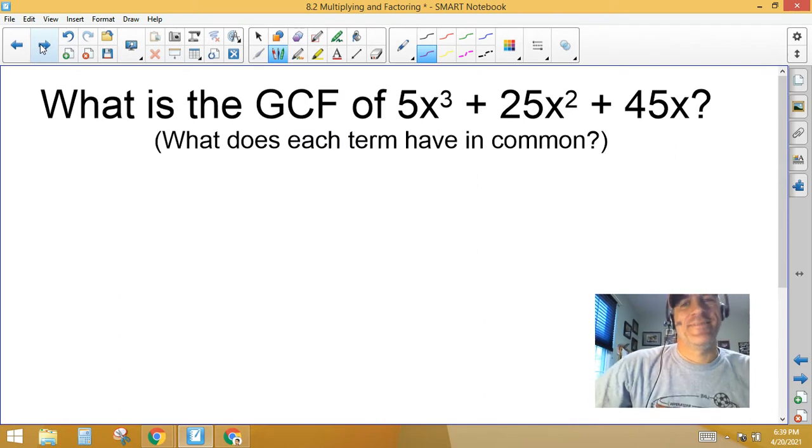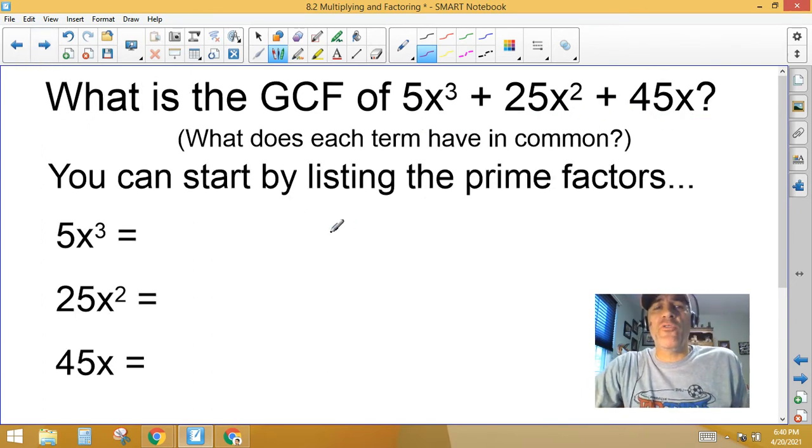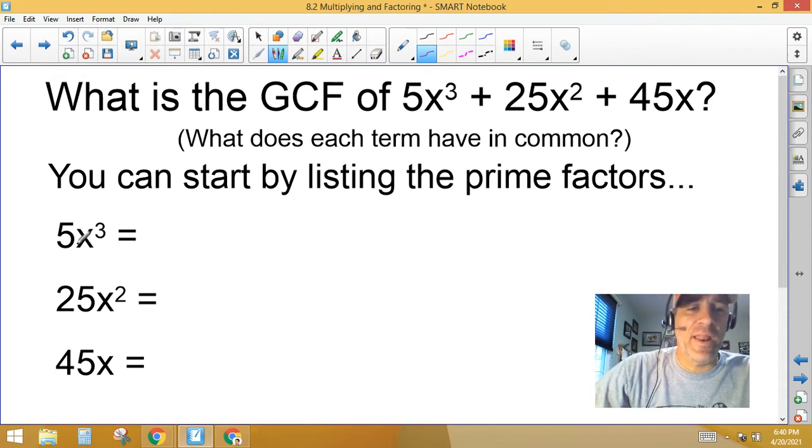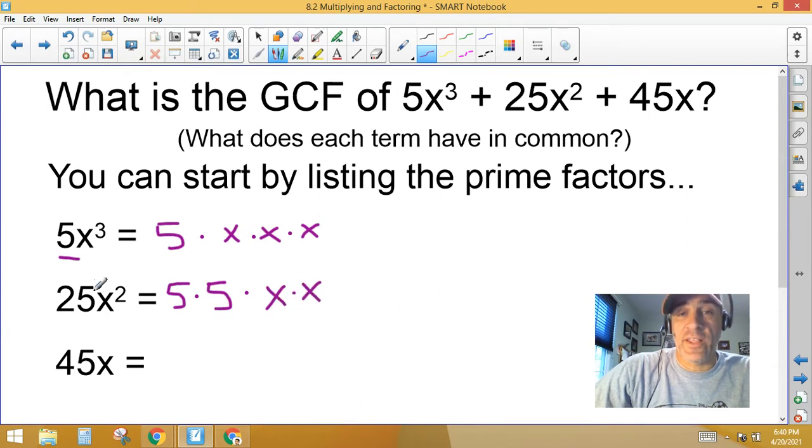Now, here we are. Let's get crazy. The GCF of 5x cubed plus 25x squared plus 45x. And what that means is, what does each of these terms have in common? All right. So what we're going to do first is listing the prime factors, meaning I'm going to look at 5. Can I break that down? Well, it breaks down to 5 and 1. I don't want 1. And then x cubed, I'm going to write it out this way, x times x times x. What about 25? Well, 25 breaks down into 5 times 5, 2 5s, right? And then x and x for x squared, that's 2 x's.